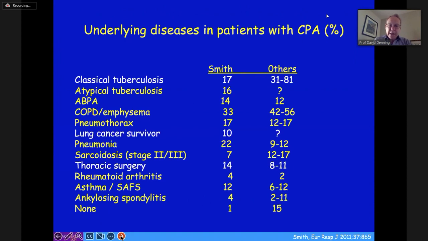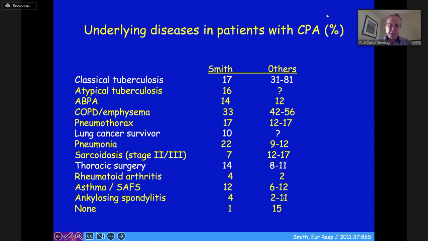There are lots of different underlying diseases associated with CPA. So classical TB in our series was only 17%, but across the world it's much higher than that. Atypical or NTM infection is a very common coexistent diagnosis, but also a confusing diagnosis. And then you have patients with ABPA, COPD, pneumothorax, patients who've recovered from lung cancer and had surgery. Many of those will have COPD. Pneumonia seems to be an underlying risk group in some patients. Sarcoidosis, rheumatoid arthritis, and ankylosing spondylitis.